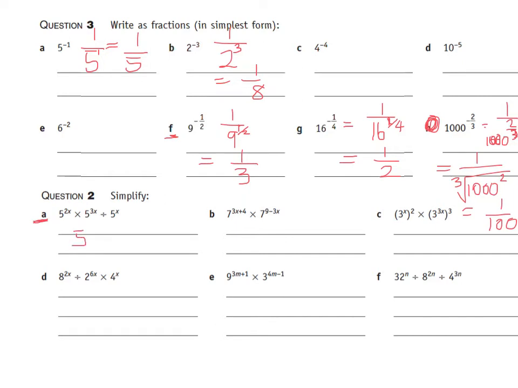And you add the powers. Alright, so you're adding the powers. 2x plus 3x is 5x. And then we have to divide that by 5 to the x. So keeping the base the same and now subtracting the powers. 5x minus 1x is 4x.